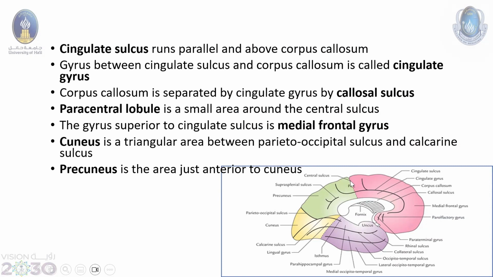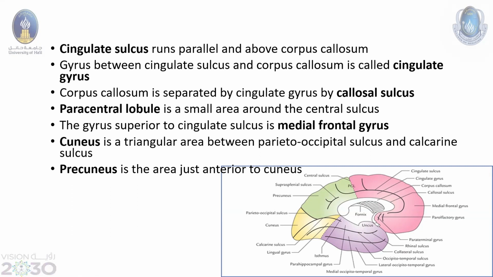Here you can see the central sulcus coming onto the medial side. This is the only sulcus which comes all the way from the lateral side to the medial side, and you can easily trace it on the medial side. The area around that is called the paracentral lobule.